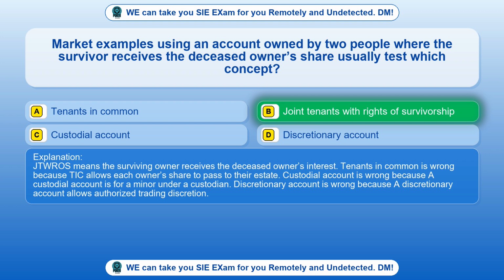Tenants in common is wrong because TIC allows each owner's share to pass to their estate. Custodial account is wrong because a custodial account is for a minor under a custodian. Discretionary account is wrong because a discretionary account allows authorized trading discretion.